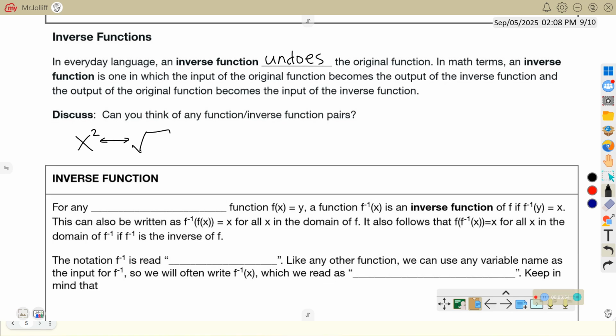Multiplication and division are operations and not functions. You are correct that they are inverse operations. They undo each other, but they are not functions. Good. Very good. So we're going to look at the formal definition. We're going to talk about some warnings, and then we're going to do some examples to give you some practice.